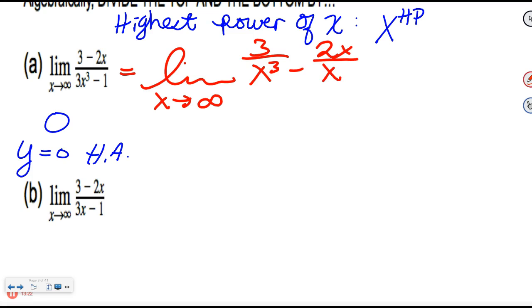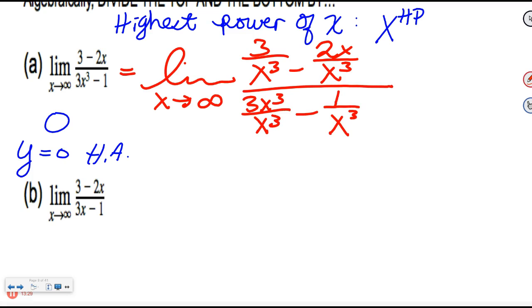I'm going to take this one and divide it by x cubed. I'm going to take this one and divide it by x cubed. And I'm going to take this one and divide it by x cubed. Really, I've multiplied the top and the bottom by 1 over x cubed. And I'll give it a new function that's got the same integrity.